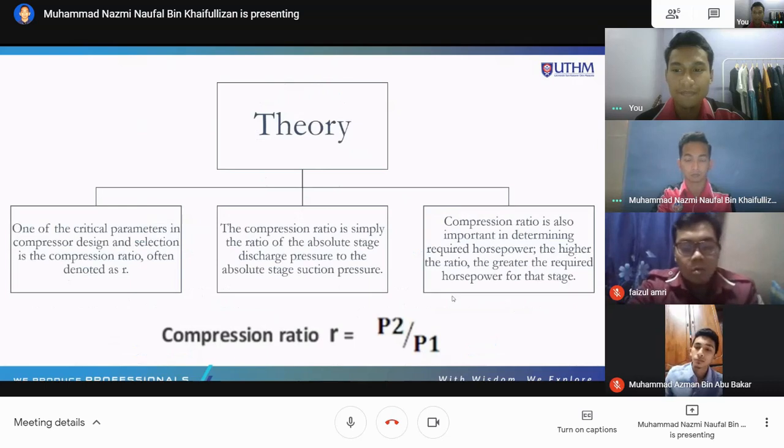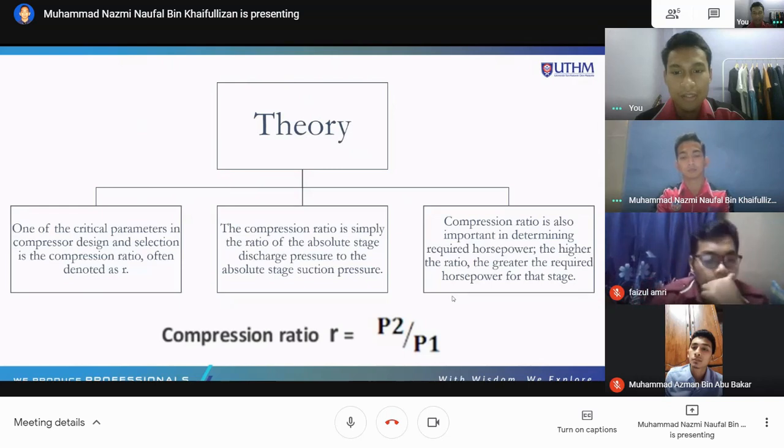Next, theory. One of the critical parameters in compressor design and selection is the compression ratio, often denoted as R. The compression ratio is simply the ratio of the absolute stage discharge pressure to the absolute stage suction pressure.